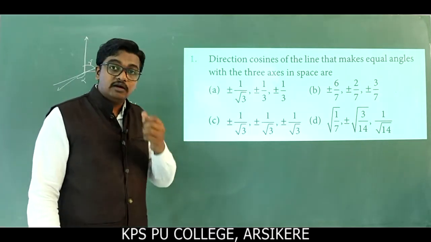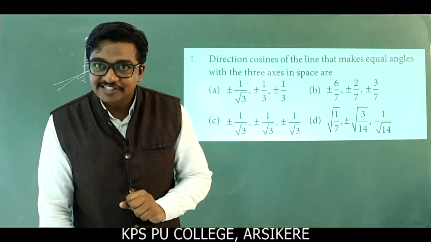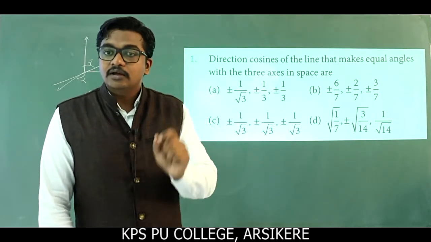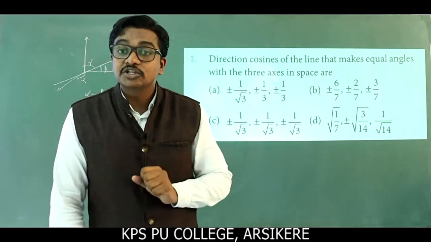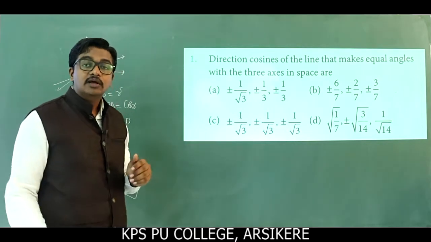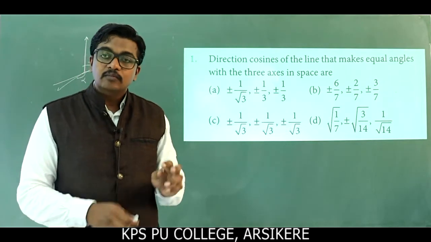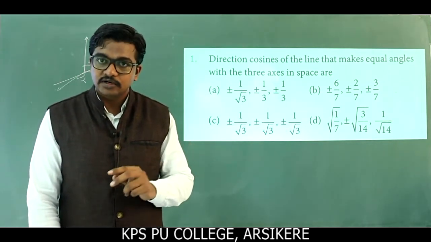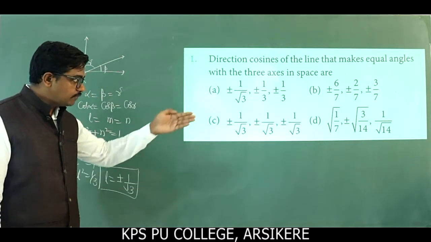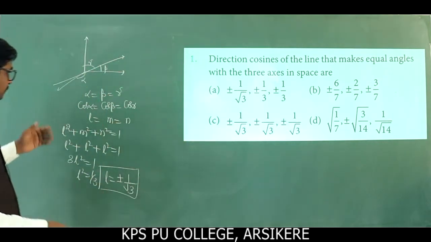The same kind of question has arisen in vector algebra, where for a vector which makes equal angles we take only one set of direction cosines, cos alpha, cos beta, cos gamma. But in three-dimensional geometry we discuss a line, which means we have two-way direction. That's why we have plus or minus cos alpha, plus or minus cos beta and plus or minus cos gamma. That's why we have plus or minus 1 by root 3, plus or minus 1 by root 3 and plus or minus 1 by root 3. Okay, take a pause and note.